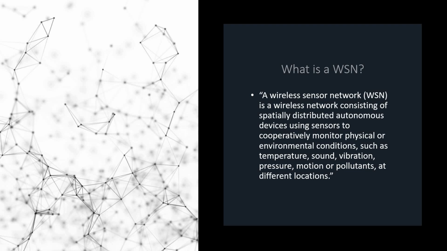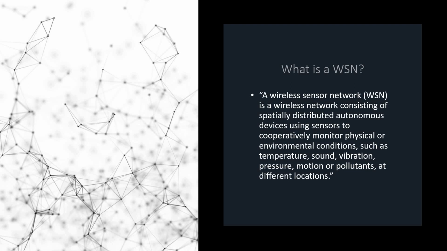The first part is that a wireless sensor network is a wireless network consisting of spatially distributed autonomous devices. Spatially comes from the word space, so the devices are distributed throughout the space or area. They are autonomous devices, which means they can think for themselves and are self-organizing, using sensors to cooperatively monitor physical or environmental conditions.